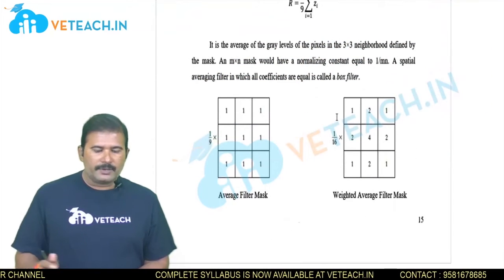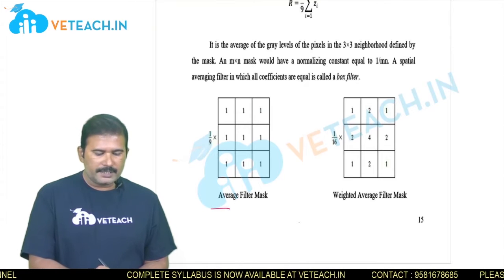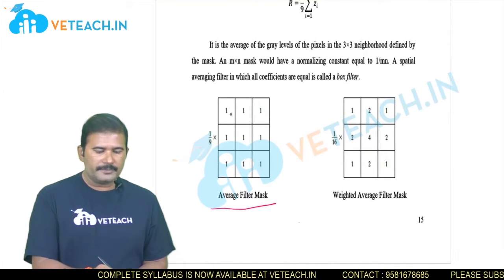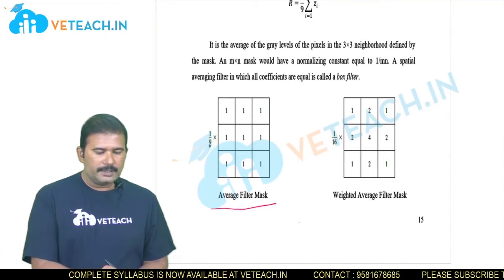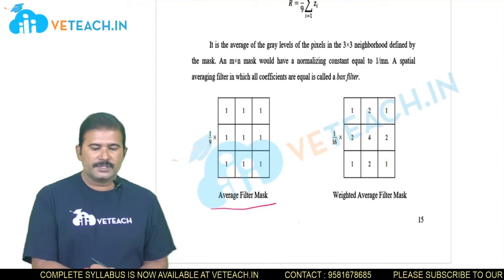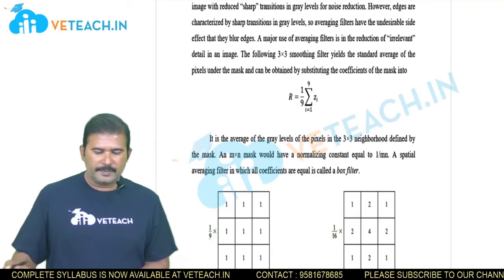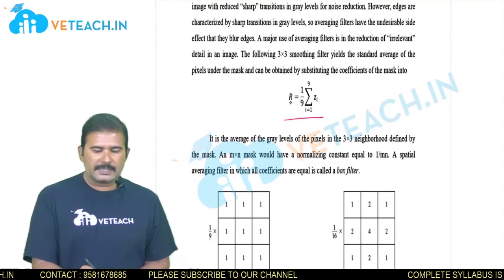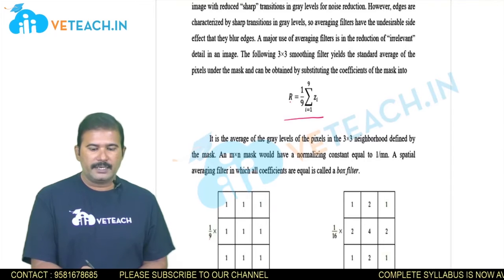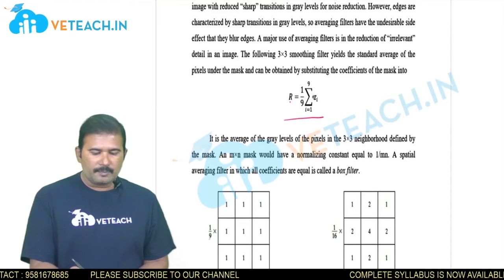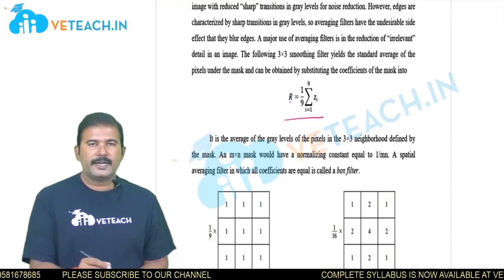This is one example of a blurring filter or average filter mask. All the coefficients are equal and it is divided by 9. If you apply this kind of filter on the image, the center pixel value R in the resultant image is the sum of all the coefficients times the pixels, divided by 9.